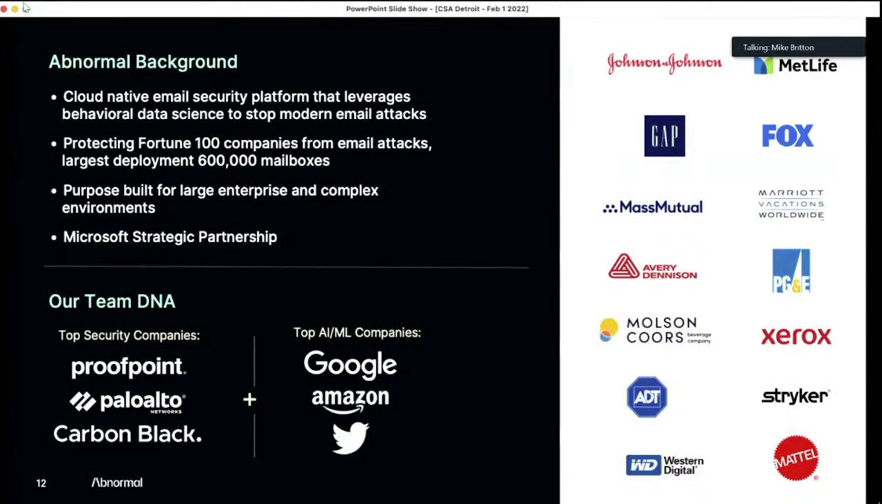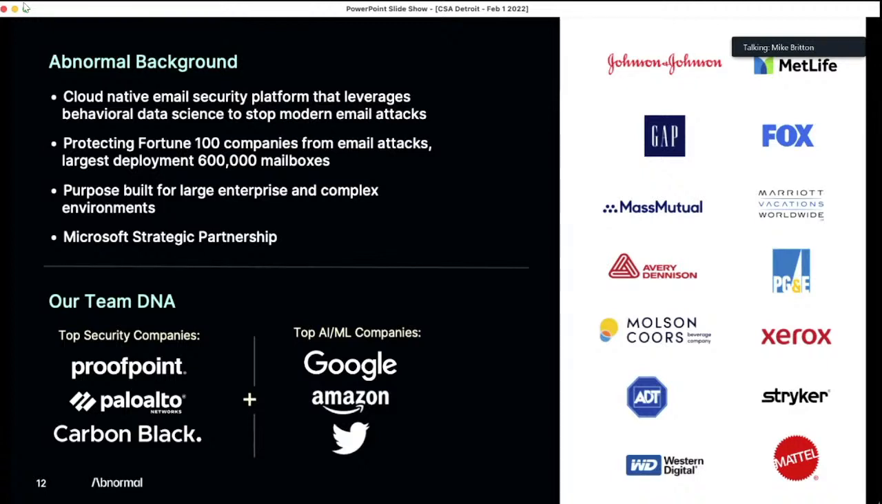But first, I'm just going to talk about Abnormal Security as a company. We are a cloud native email security platform. We protect organizations that leverage Microsoft 365 and Google Workspace. We protect a lot of Fortune 100 companies. Our largest deployment is 600,000 mailboxes. We scale for large enterprises. We also have small and medium-sized companies that we protect as well.